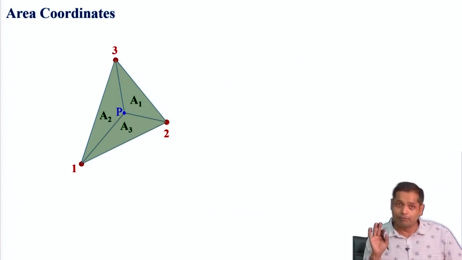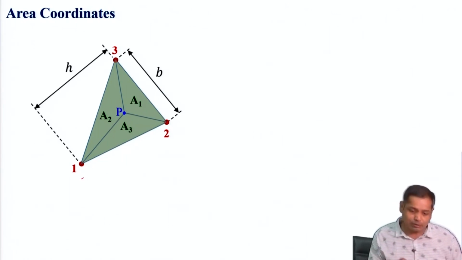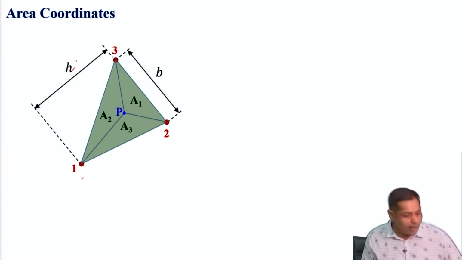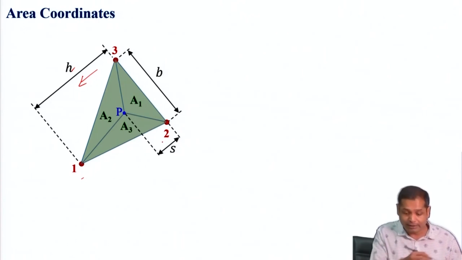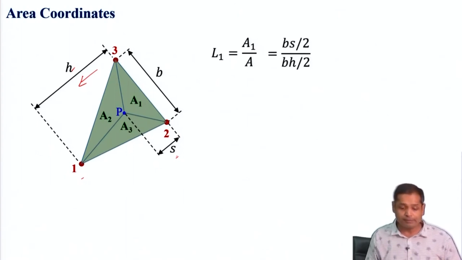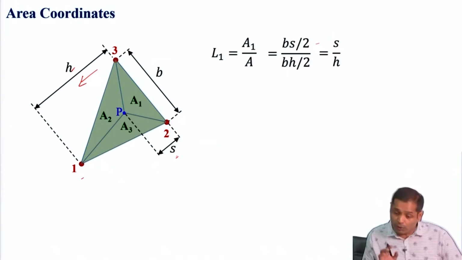Now, only consider the shape function, or the area coordinate, associated with node number 1, that is L1. Suppose this is B, with 2, 3 as the base, and the height of this triangle is h. Now consider the coordinate of this point P in the direction normal to the base, which is S. Then we can write A1 by A is equal to this. This is the total area A, and this is the area A1. So, this gives you S by H. So L1 can be written in terms of S by H.